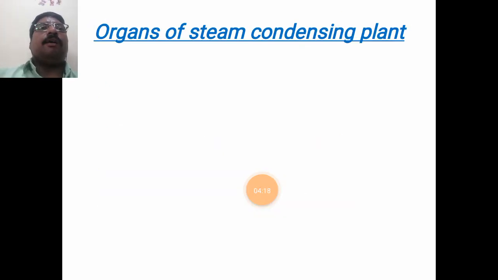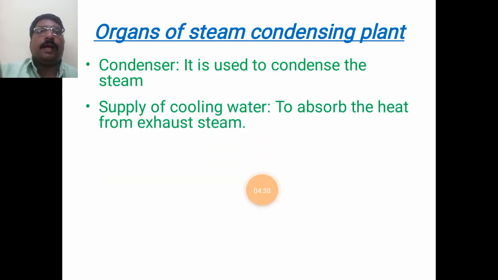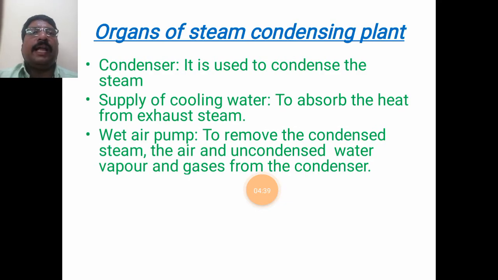What are the different organs of a steam condensing plant? The first and major organ is the condenser. It is used to condense the steam, changing it from steam to water. The next is the supply of cooling water. To absorb the heat energy from the exhaust steam, we supply cooling water. Next, the wet air pump removes the condensed steam, the air and uncondensed water vapor and gases from the condenser. Whatever uncondensed parts are there in the condenser are removed by this wet air pump. Next is the hot well. The hot well is used to collect the condensed water.